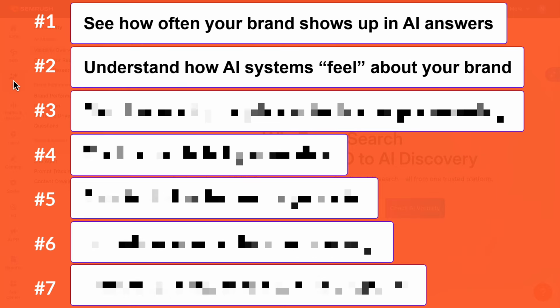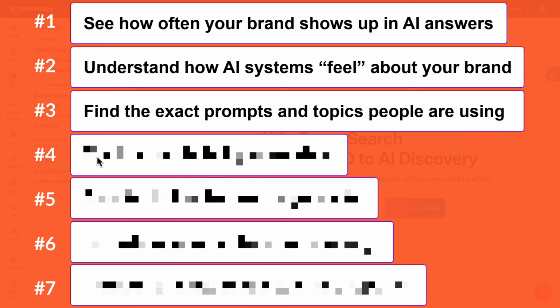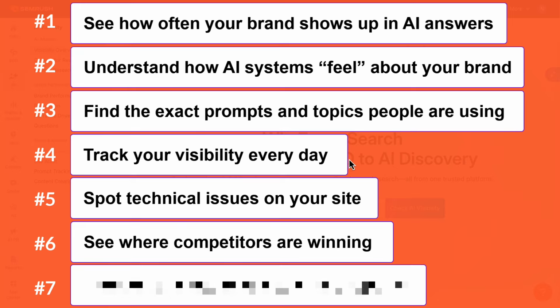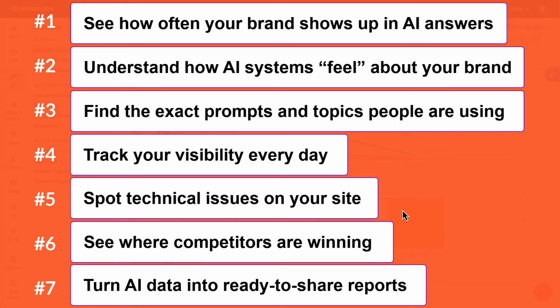Understand AI-driven sentiment and perception around your brand. Discover the prompts and topics that people are using so you know exactly what to target. You'll be able to track your daily visibility for the prompts that matter most to your business. You'll also be able to identify technical issues that might be preventing AI systems from reading your content and see where competitors are winning so you can spot gaps and new opportunities. And you'll be able to turn all of this AI data into clean, shareable reports.